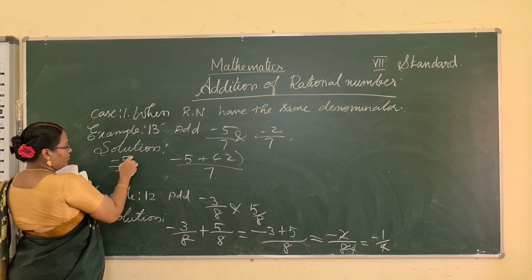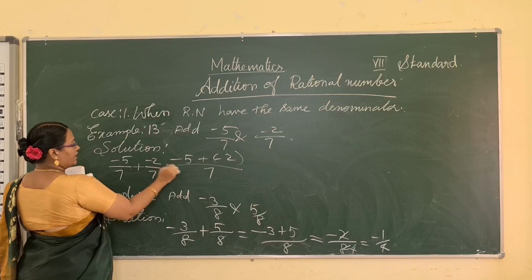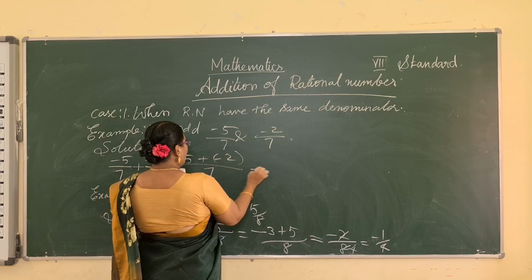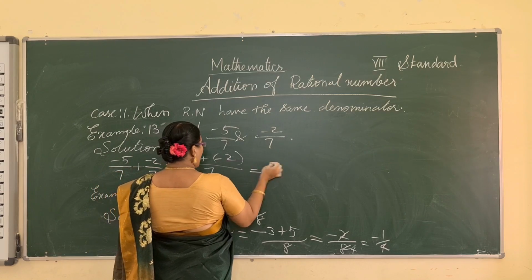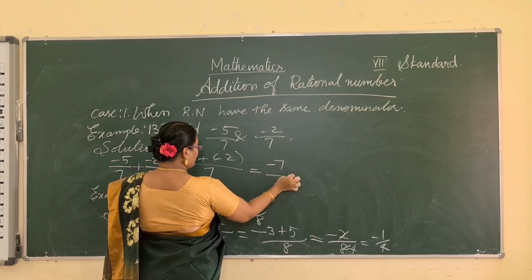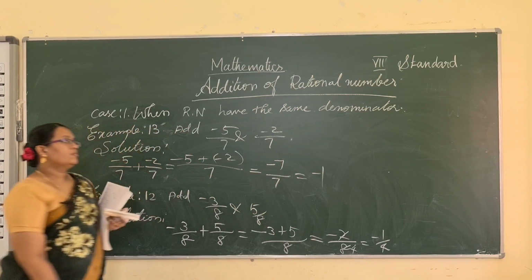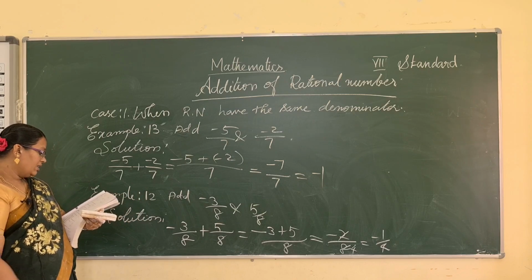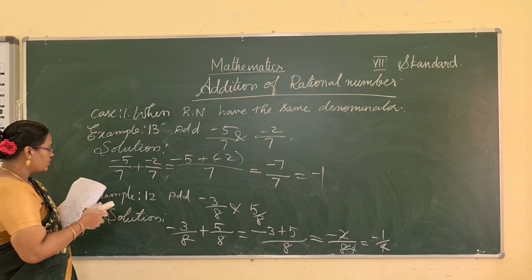Minus 5 by 7 plus minus 2 by 7. We can write it as minus 5 plus minus 2 by 7. Now both having the same sign, so add and put the same sign. So add 5 plus 2, that is 7. The same sign is minus. So minus 7 by 7. So minus 7 will be cancelled in the 7 table. So the answer is minus 1.